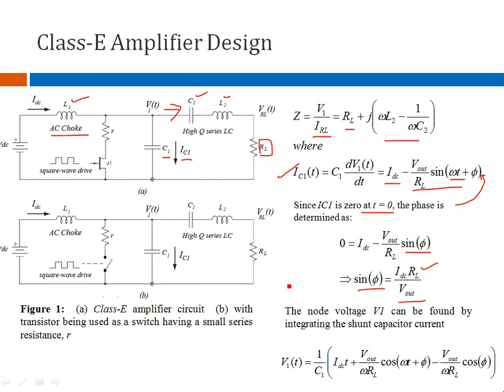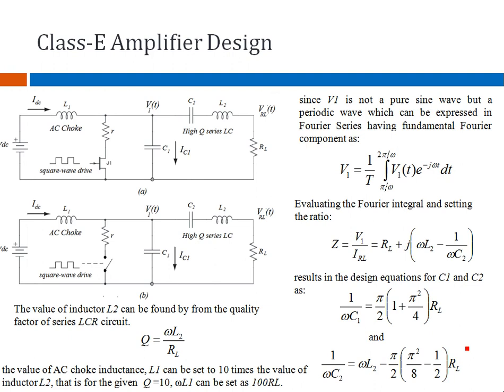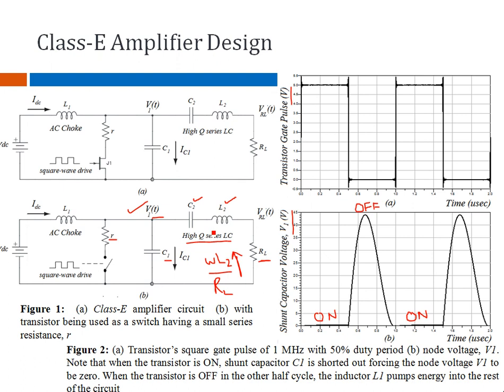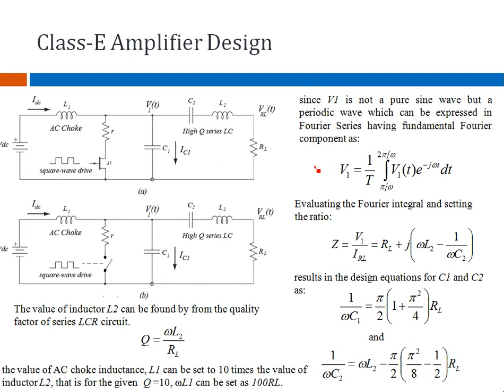Since this node voltage is periodic, what this section is going to do is filter out, for example, the fundamental component. Obviously the wave is periodic, so it can be represented in terms of a Fourier series. If you have to extract the fundamental component, you can find this from the Fourier integral. And it's going to give you, for the frequency of interest, one of the Fourier components, and in this case, it's the fundamental component.